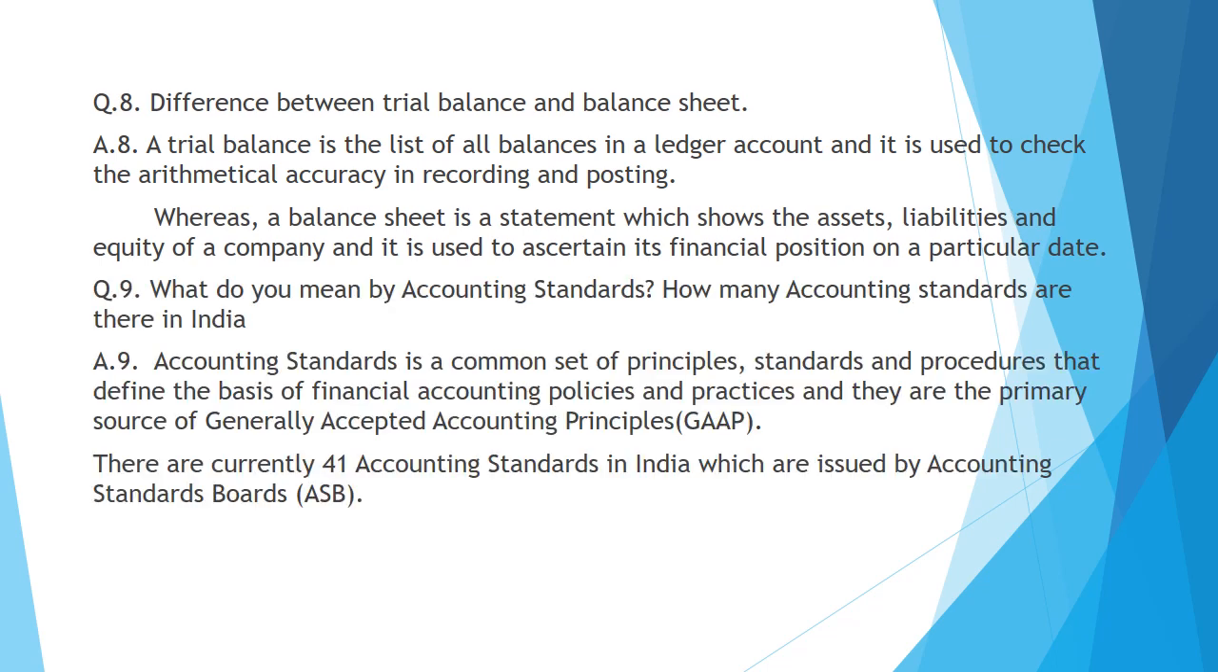Question number 9. What do you mean by accounting standards and how many accounting standards are there in India? Accounting standards are a common set of principles, standards and procedures that define the basis of the financial accounting policies and practices, and they are the primary source of generally accepted accounting principles. In India, there are currently 41 accounting standards which are issued by the Accounting Standards Board (ASB).